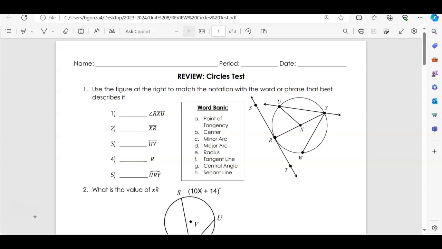best describes it. So, number one, angle RXU, from R to X to U, goes like this. R to X to U. Do you see how this angle is in the center? That's a central angle. Okay. And then segment XR goes from the center to the edge. That's not a diameter, that's a radius.